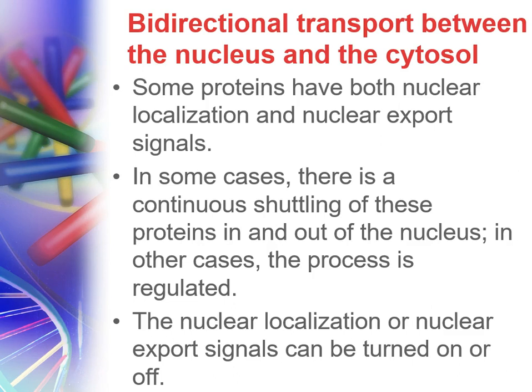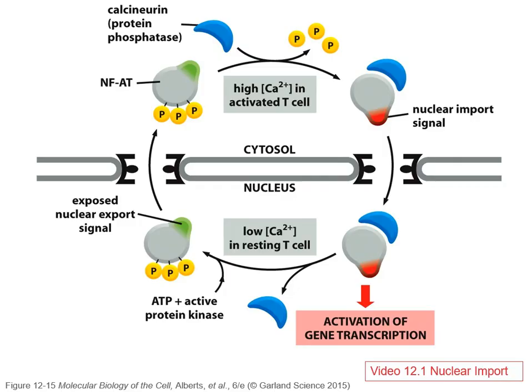Okay, so I've just shown you bidirectional transport between the nucleus and the cytosol. We do have some proteins that do both, in which case there's a shuttling of these proteins in and out of the nucleus. And in other cases, the process is regulated, and you can turn on or turn off these nuclear localization signals. So I have this one example right here that's really interesting.